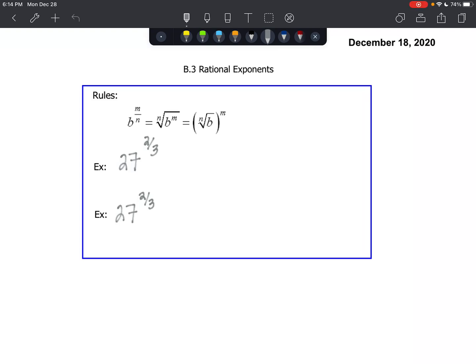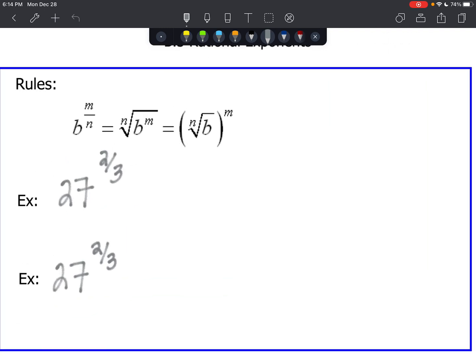Rational exponents are fractional exponents. So here we have our rule: b to the fraction m over n is equal to the nth root of b to the m. So the exponent has a denominator that becomes the index and a numerator that becomes an exponent to the base. And that base goes in the radical.